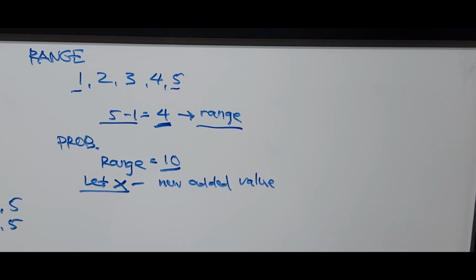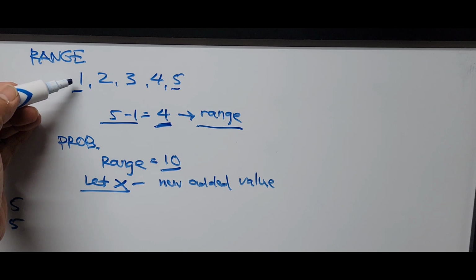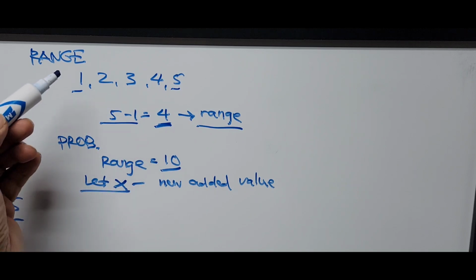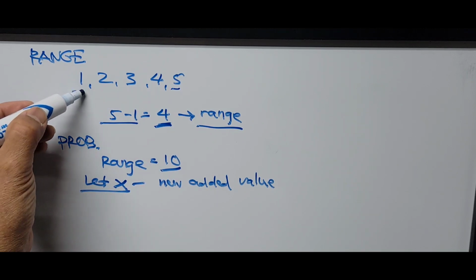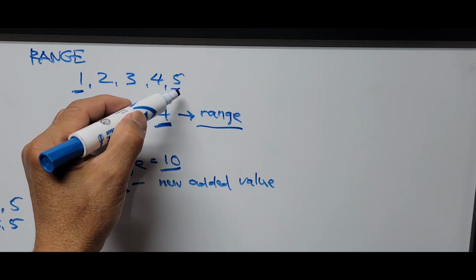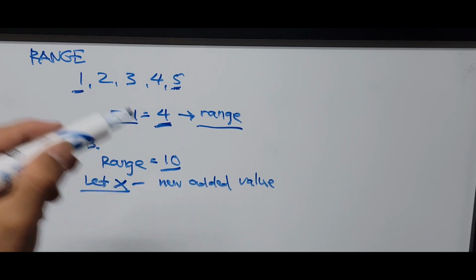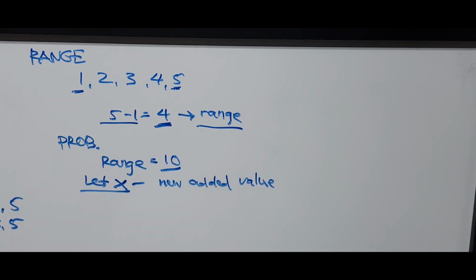Before we solve this problem, the very important note right here is that for the range to change from 4 to 10, the new value must be lesser than the least value or greater than the greatest value. So it can be lower than the lowest one or greater than the greatest value, 5. That should be less than 1 or greater than 5. That would be the new added value, so there would be a change in the range. So take note of that.